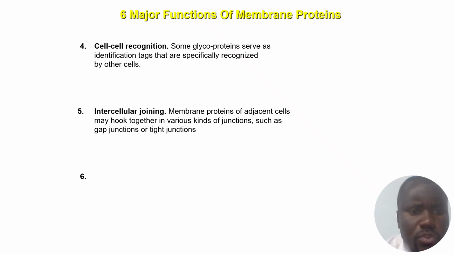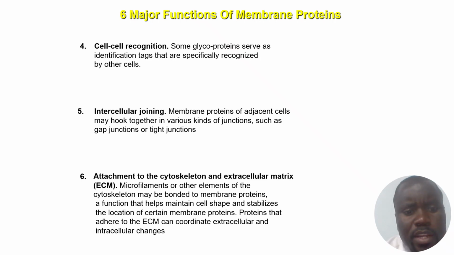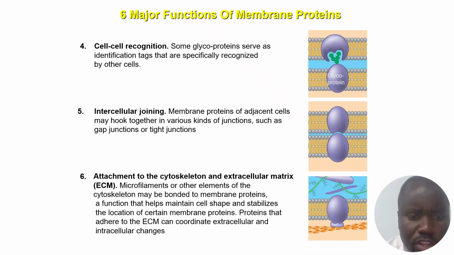The membrane proteins also work as intercellular joining structures. They also work as attachment structures for the cytoskeleton and the extracellular matrix. So myofilaments or other elements of the cytoskeleton can be used to bond the membrane proteins, and this can function to help maintain cell shape and stabilize the location of certain membrane proteins. So proteins attached to the extracellular matrix can coordinate extracellular and intracellular changes. So this is very, very important.